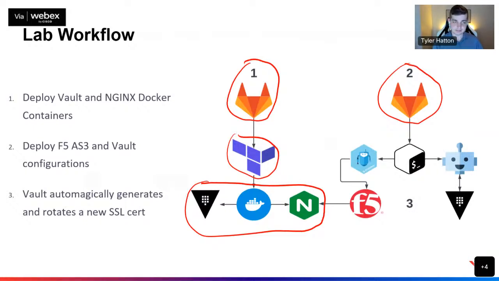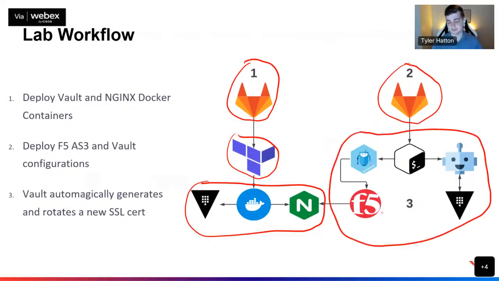And then the second thing that we're going to do as part of this workflow, which is this piece right here, is we're going to run a second GitLab workflow that will basically configure Vault with the templates I mentioned a moment ago.